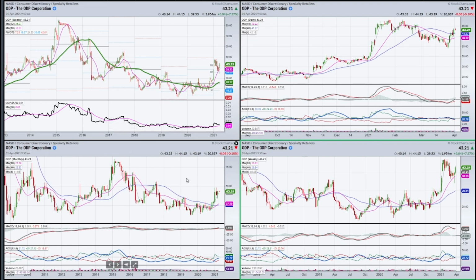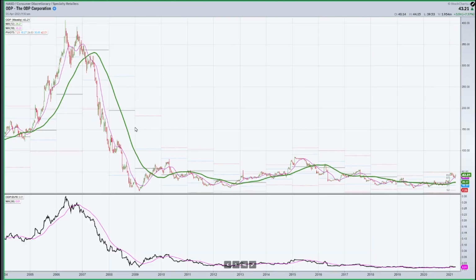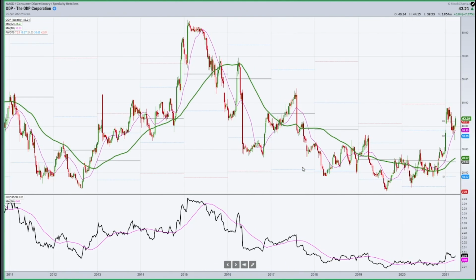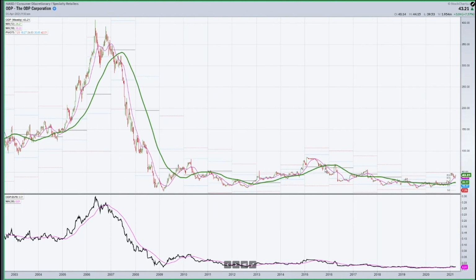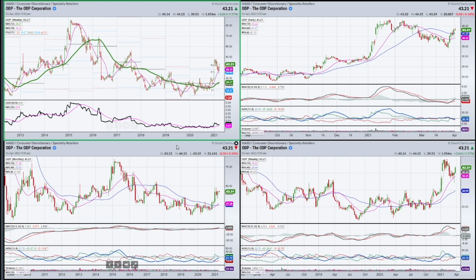And so this is more of a basing pattern. It really can be seen on this chart. Look at this longer term weekly chart. You can see how we made this kind of dropping move all the way down into 2018, move sideways, and now we're starting to emerge out of here. And I like the way this pattern is developing.